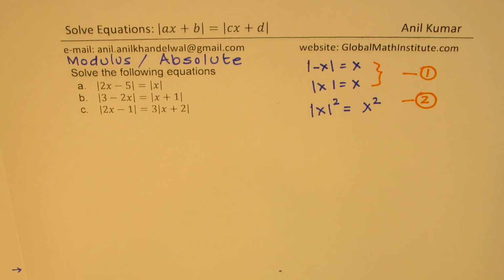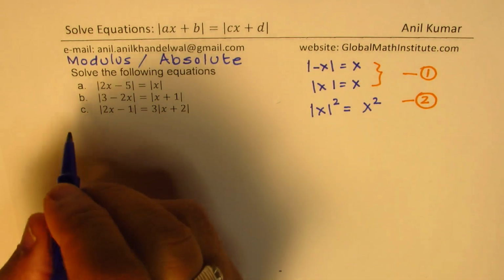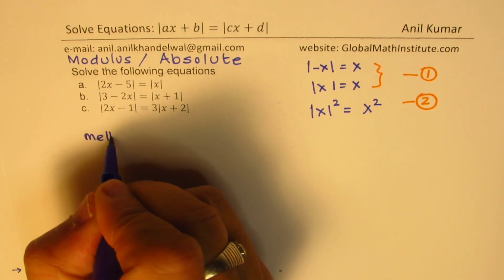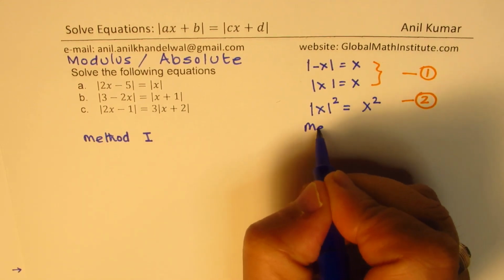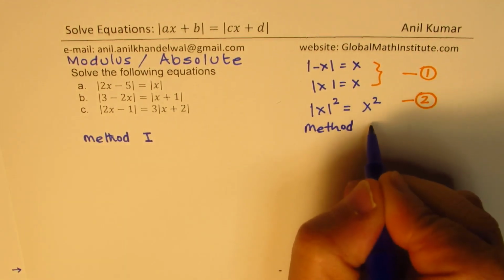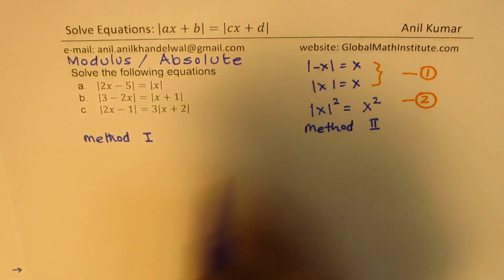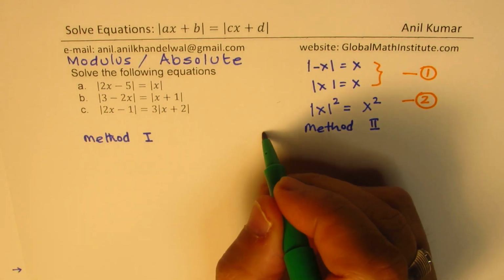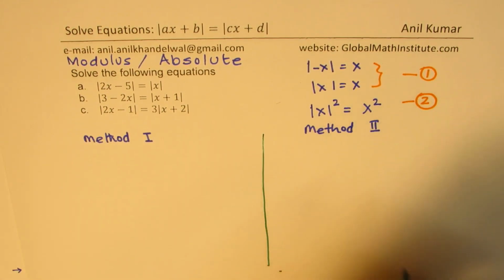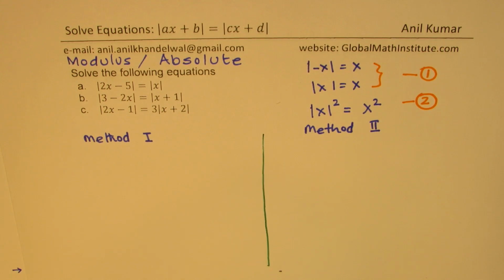Now, since we have these two things, you can now understand that we also have two methods, right? So we'll have method 1 and method 2. Based on what choice you make, I'll illustrate in this particular video, and then we'll move forward using one of the methods at any time to solve the other two questions.